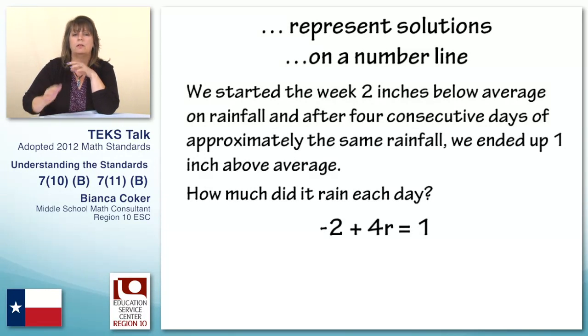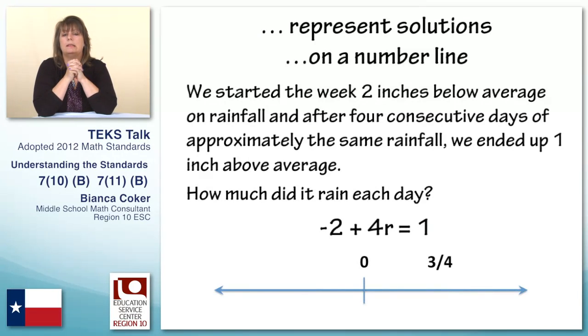So graphing 3/4 on the number line looks something like this. That's exciting. Oh, not really. This is something that's kind of trivial, which is why we almost never graph solutions to equations on a number line.